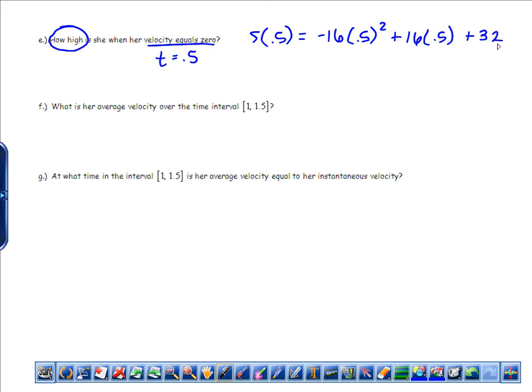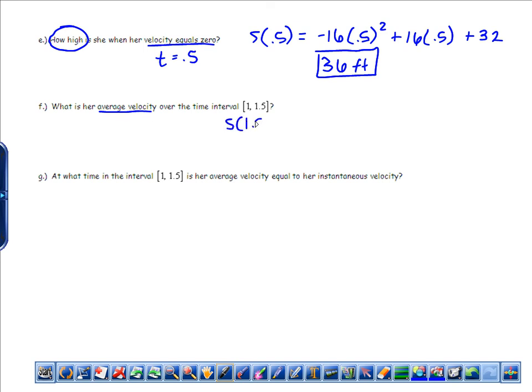Or you could have typed that in your calculator and then gone to the table. You have a lot of options here on how you actually solve it, but this is what you're doing. You're plugging in 0.5 into the position function and you're getting 36 feet. All right, now let's look at the next one. What is her average velocity over this time interval? Remember, average velocity is not instantaneous. We're not looking at the derivative. We're looking at the original function. We're looking at the position function.